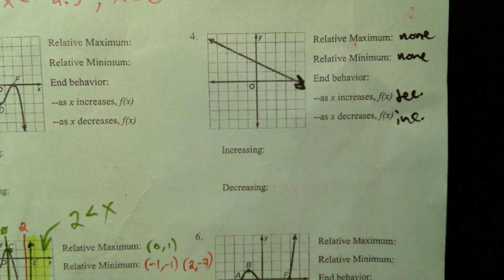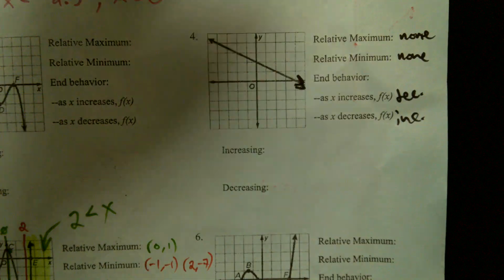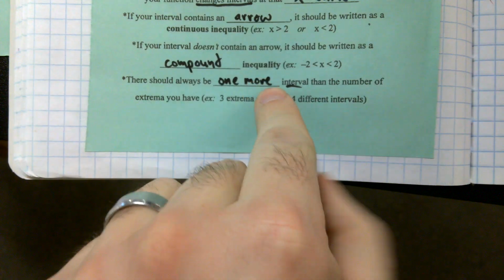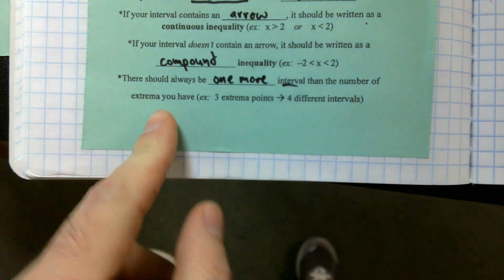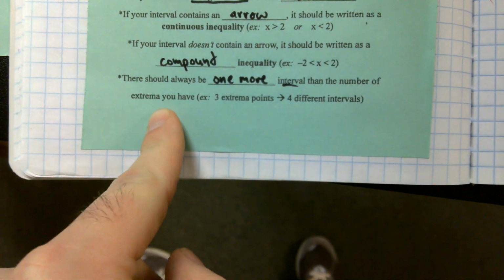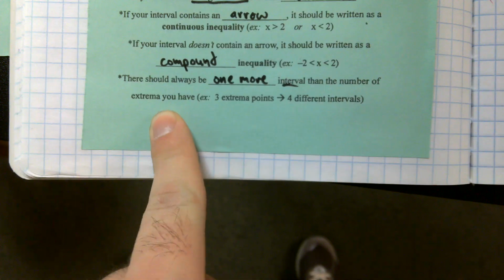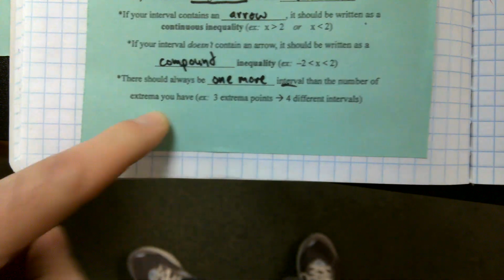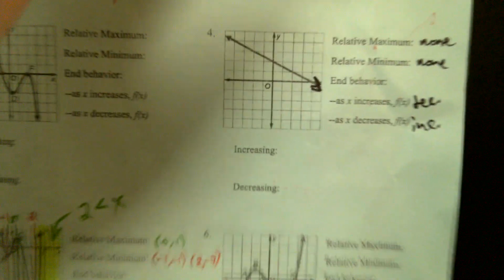Okay? Now, for my intervals, this is where it gets tricky. I saw some of you on Friday say, oh, there are no increasing or decreasing intervals because there's no extrema. However, there's always one more interval than the number of extrema you have. How many extrema do we have here? 0. So how many intervals should I have? 1. I should always have one more interval than the number of extrema, even if my extrema are 0. That means I have one interval.